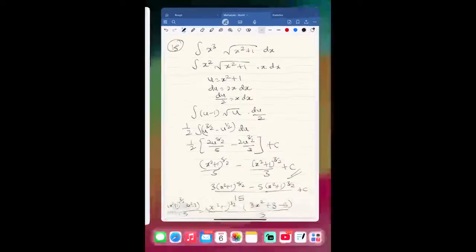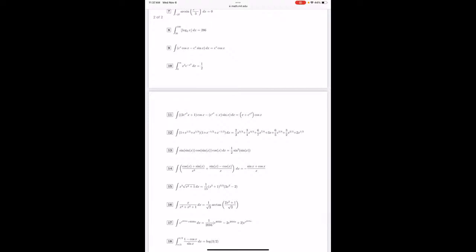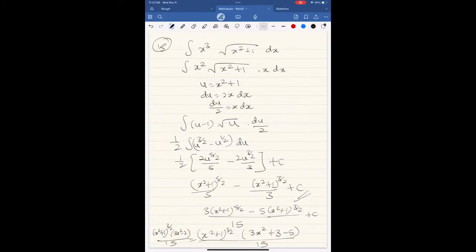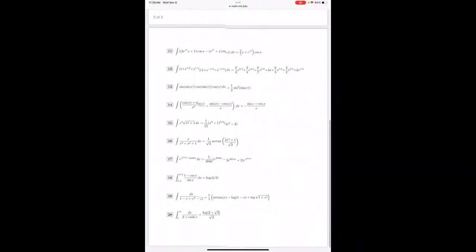(x square plus 1) to the power 3 by 2, (3x square minus 2) by 15. Yeah, that's the answer. So sometimes the answer can be in a different form. But it's always possible that you can take your answer to the other form, which is also a correct answer. Because in maths, all the correct answers should be the same, right? Like that's obvious. Let's go to the next one, number 16.